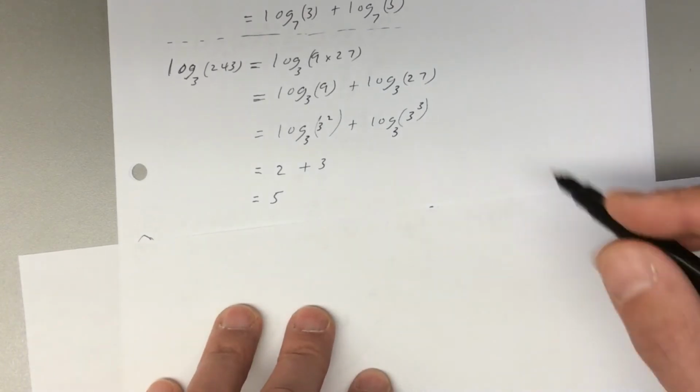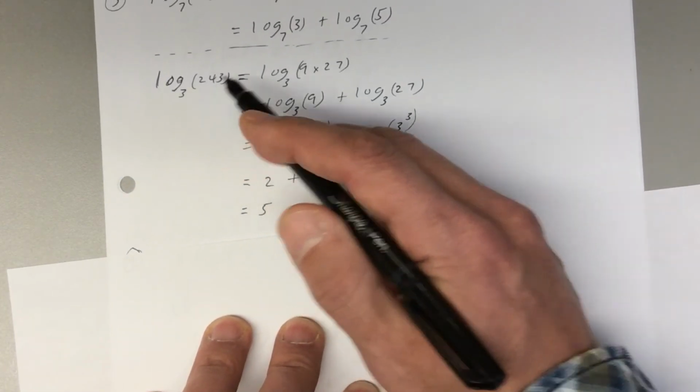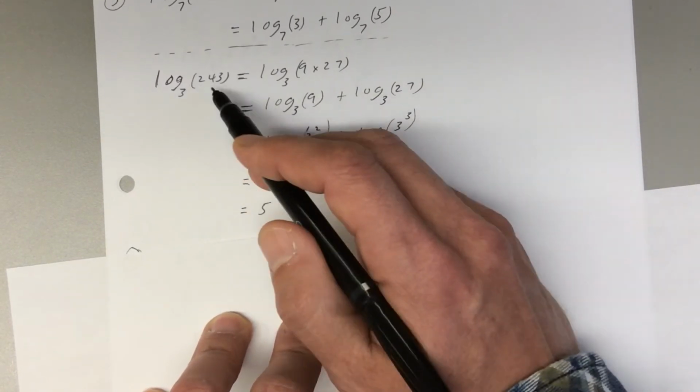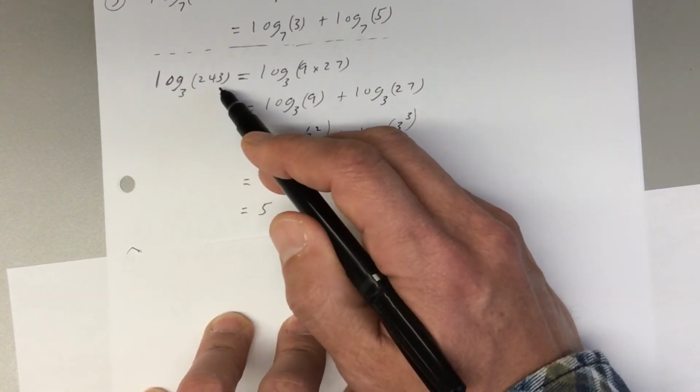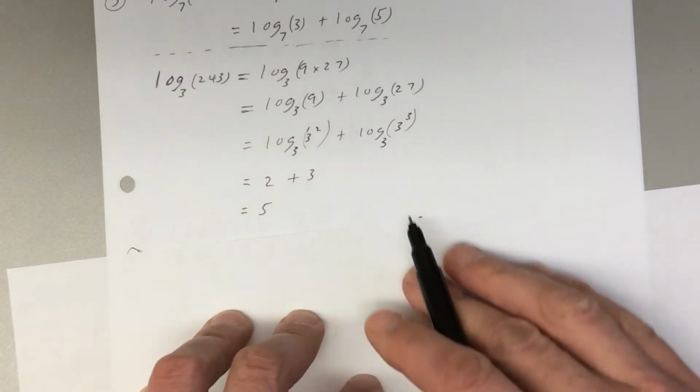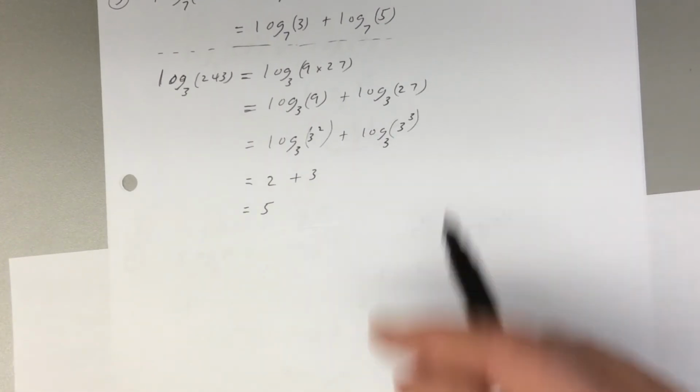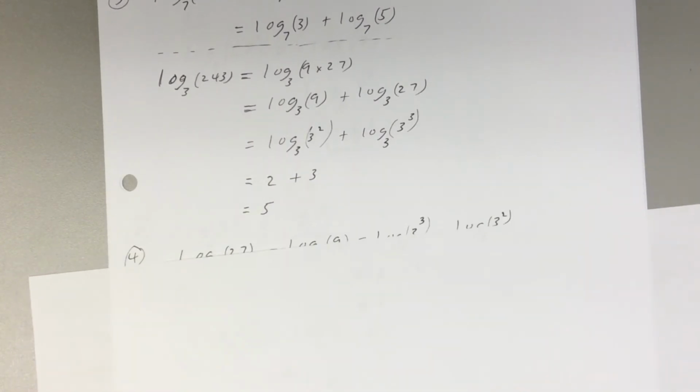You could also write log base 3 of 243 as, so 243 is actually 3 to the 5, so you can write it like that and do it without doing this. So this is just an example of it being used.